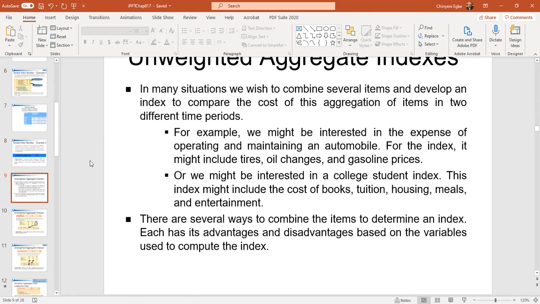So this is what we call an aggregate index. You're gonna say to yourself, okay, last year I consumed 10 pounds of beef at $2 a pound, that's $20. And then 10 pounds of chicken at $1 a pound, that is $10. So you spend $30. And then you consume 10 pounds of turkey at 50 cents a pound, that is $5.